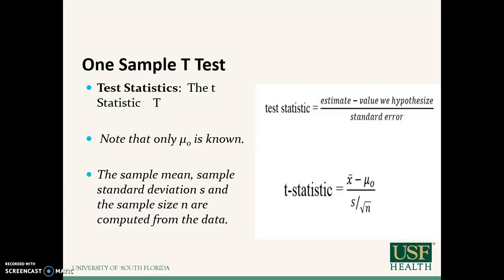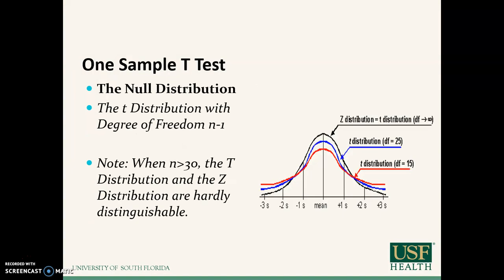Here, s is the sample standard deviation. Okay, there's a formula to compute s squared, and you take a square root, you get s. And just remember all these: the sample mean, sample standard deviation s, and the sample size n are computed from the data. Okay, so they are computable. And the null distribution is a t-distribution with degree of freedom n-1.